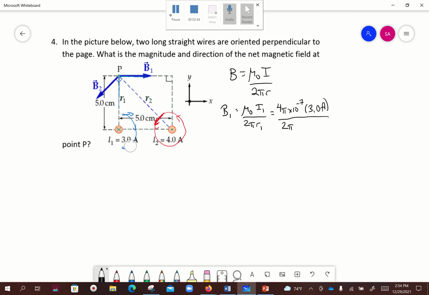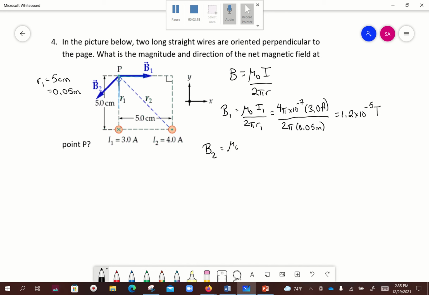So if we look at this picture here, let me get rid of my circles. R1, you can see, is just one side of the square. So R1 is just 5 centimeters. And remember, we always have to put that into the correct SI unit. So that's got to go to meters, 0.05 meters. So I put that in, I get 1.2 times 10 to the minus 5 Tesla. And that's straight in the plus x direction, that direction shown by the arrow there. All right, how about B2?